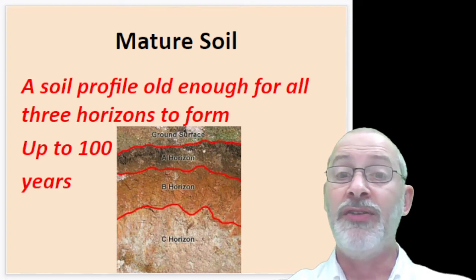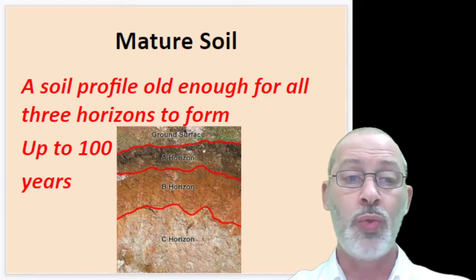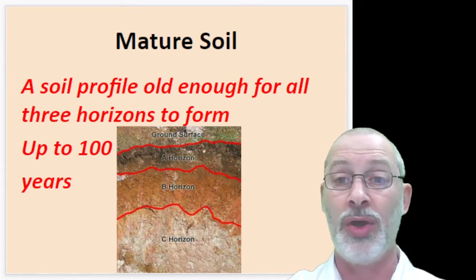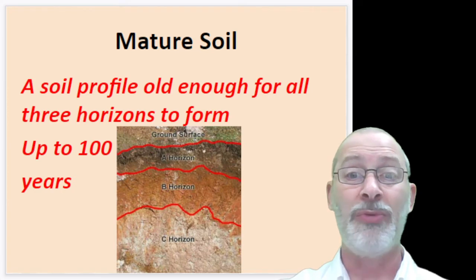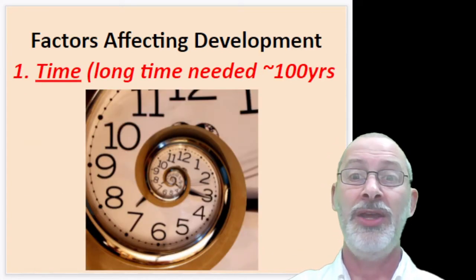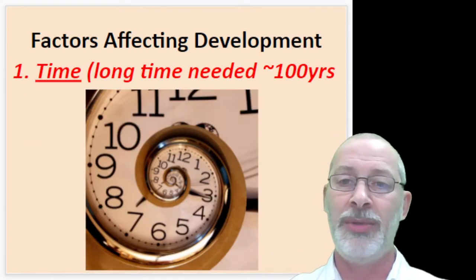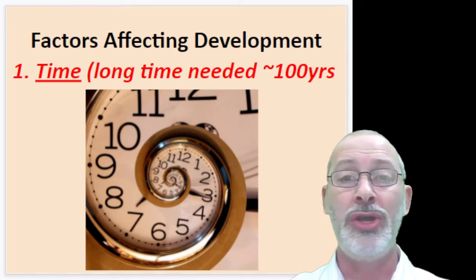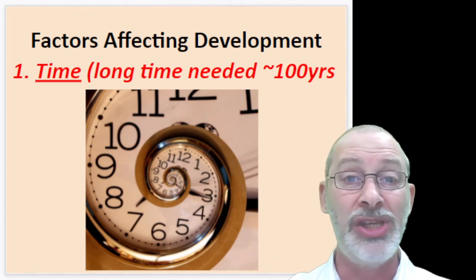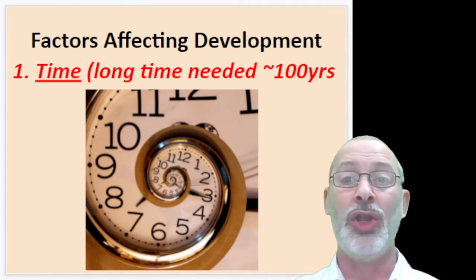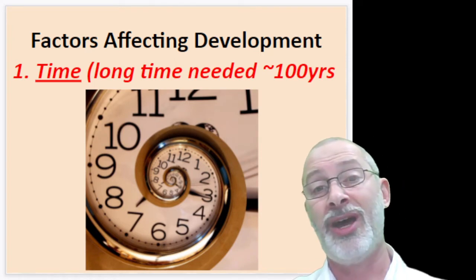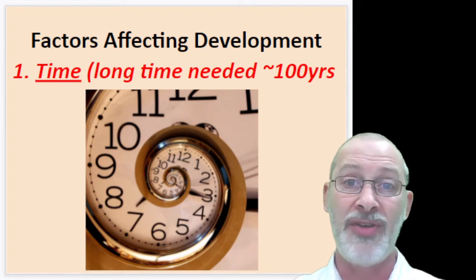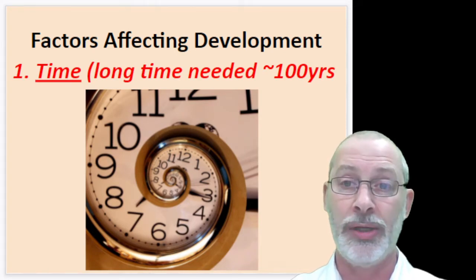Now, speaking of the development of soils, what are some of the factors that can affect the development of a soil? Let's go through a list right now, and we've just kind of mentioned the first one. The first factor affecting the development of a soil is time. A mature soil can't develop in just a couple of years. It takes a long time. And as I mentioned, on average, it takes about 100 years to develop a mature soil.